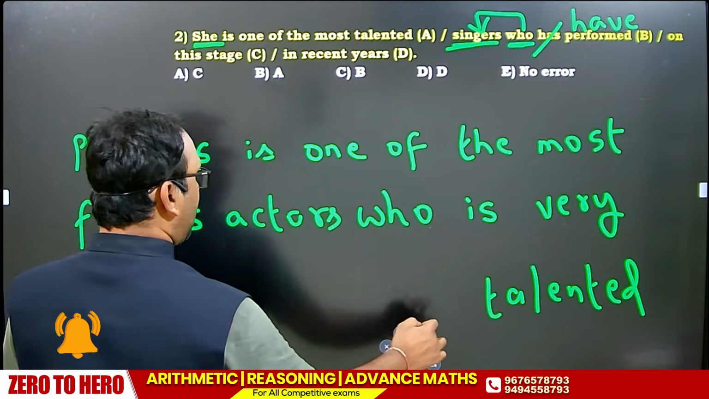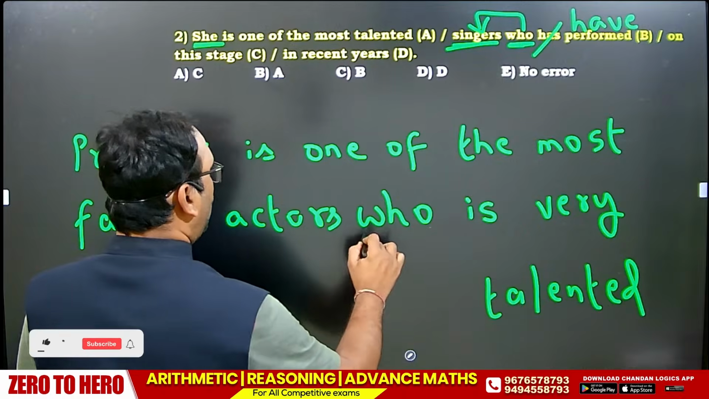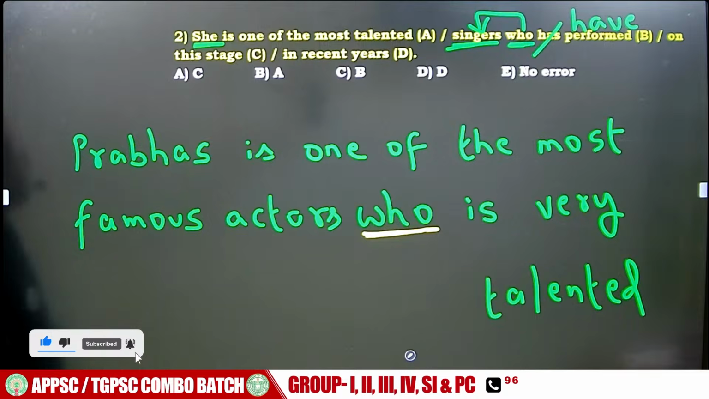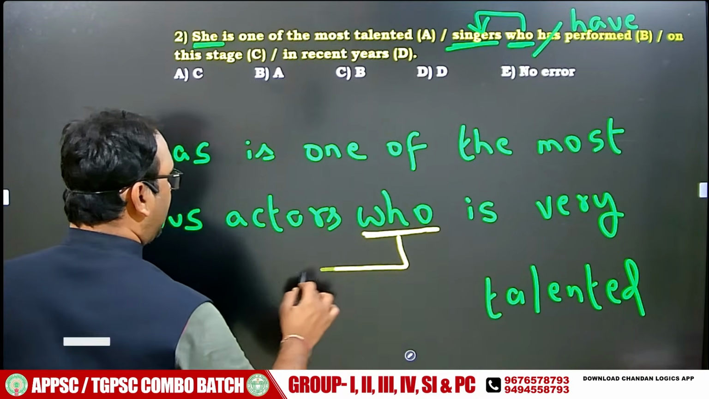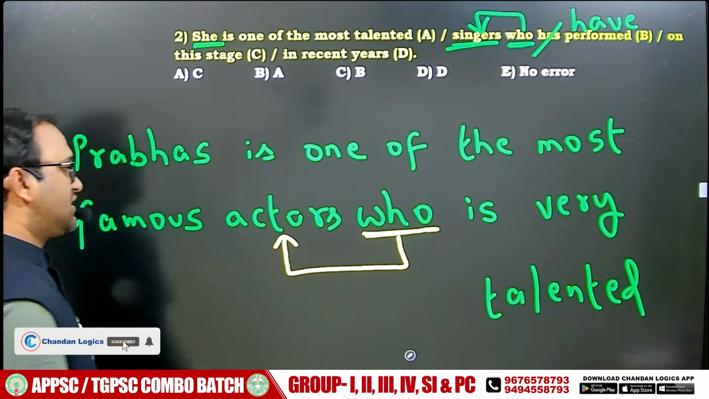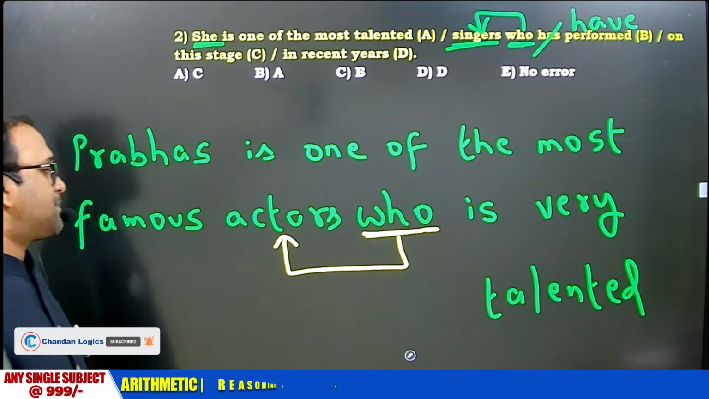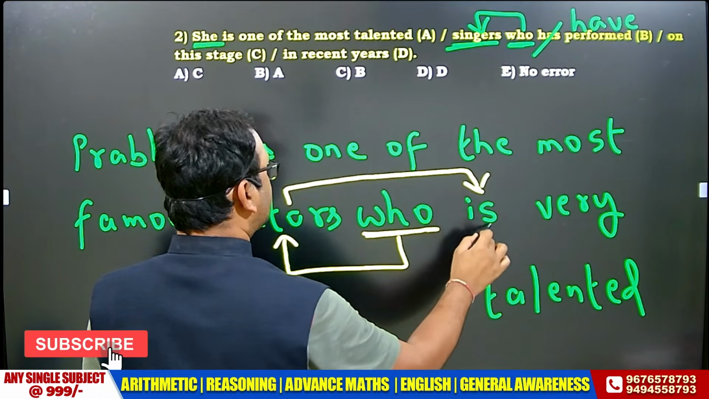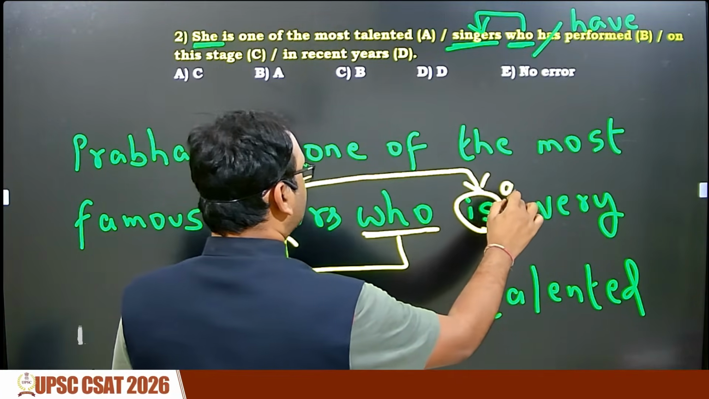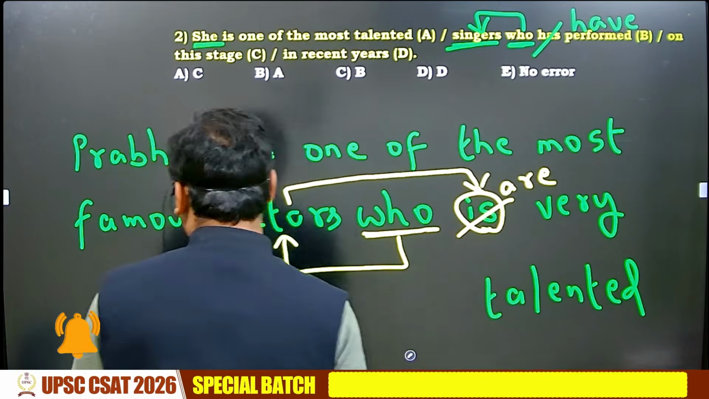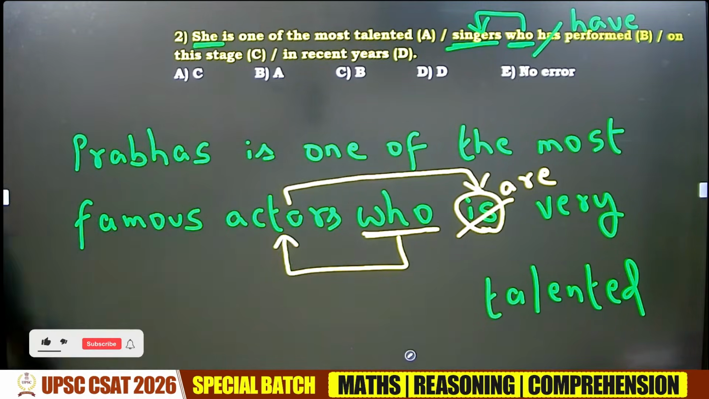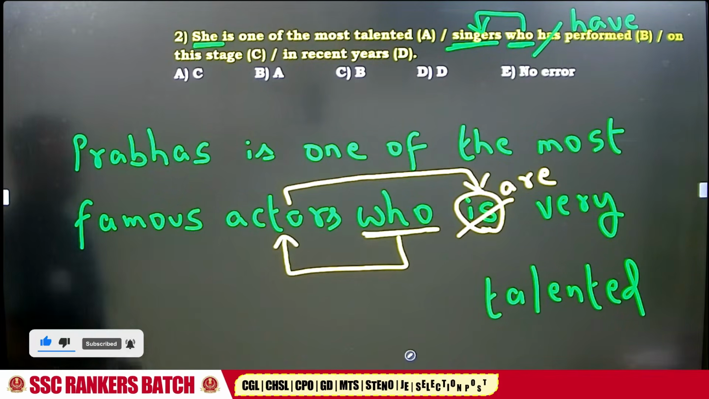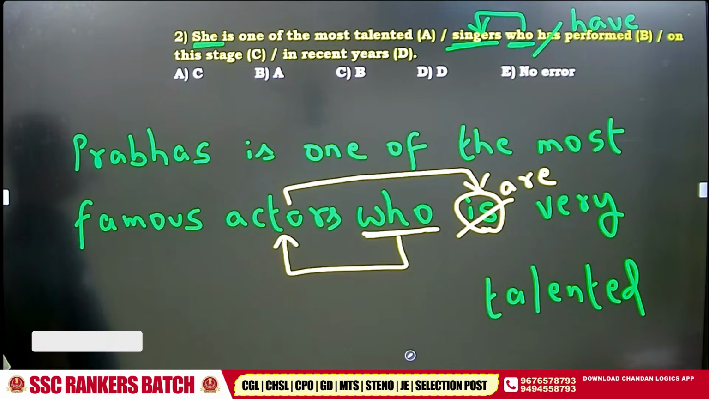So, here, my question is very simple. Who means who? Who means Prabhas? Not at all. When we say who here, who means the actors. So actors is plural. Naturally, you cannot say actors is. You better say actors are. So Prabhas is one of the most famous actors who are famous, who are talented.